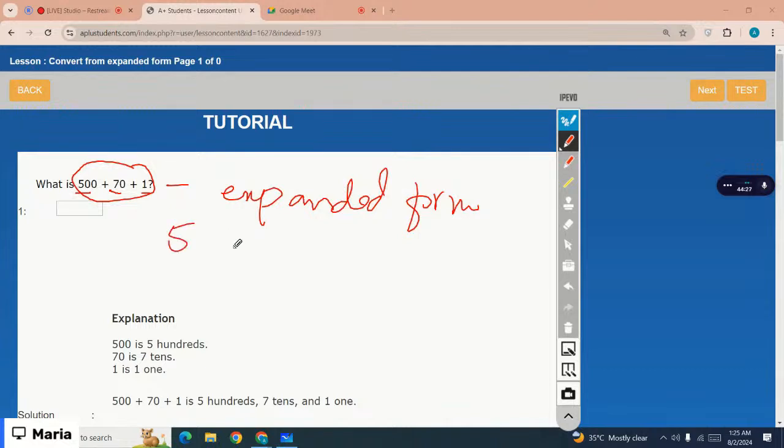5 is at the hundreds position, 70 means 7 is at the tens position, and 1 is at the ones position. So basically, the number of zeros tells you the position of the digit, right? So 500 means 5 is at the hundreds position, 70 is at the tens position, and 1 is at the ones position. So when you add them, the number they make is 571. That is 571.